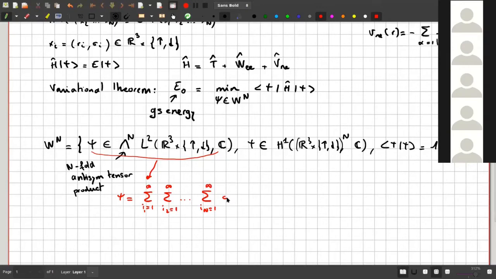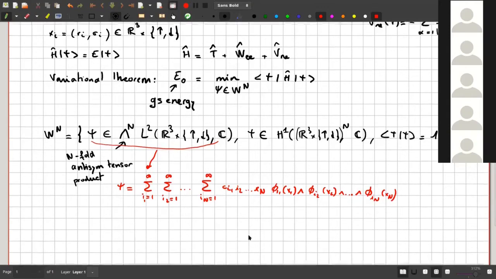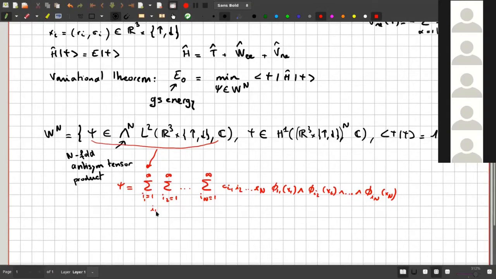Then I have some coefficients, C i1, i2, in. And then I have the antisymmetric product between some orbitals belonging to this L2 space. So let's call it phi i1 of x1, antisymmetric product with phi i2 of x2, etc., until phi in of xn. Okay. And I have the constraint that the orbitals must be different in this product. So I have i1 less than i2, etc., less than in.